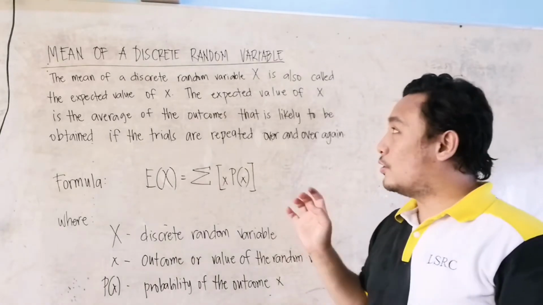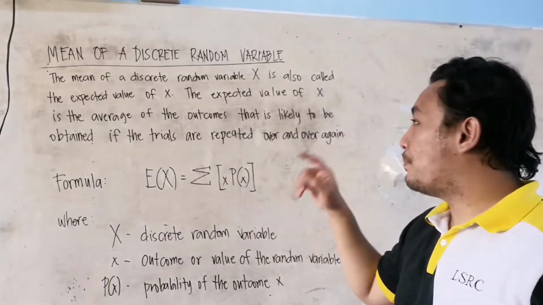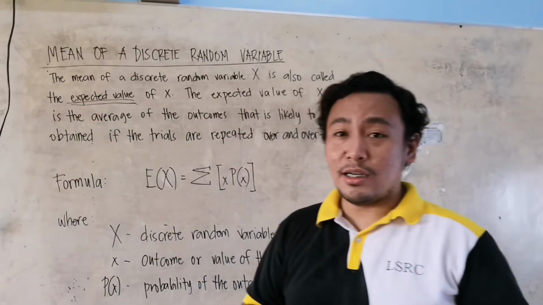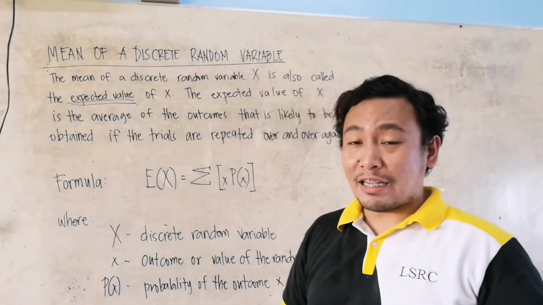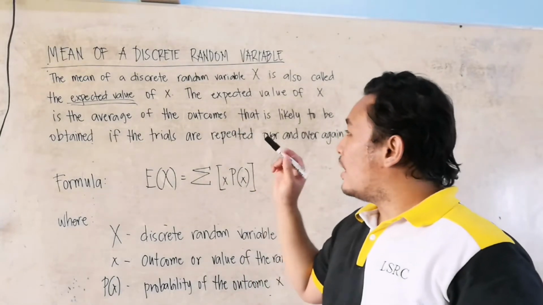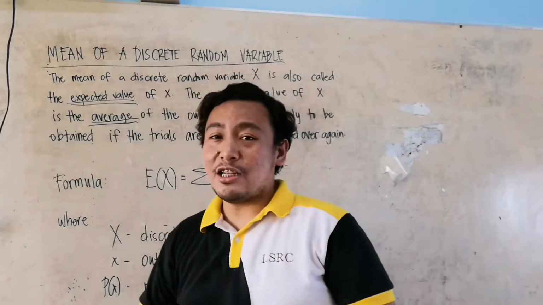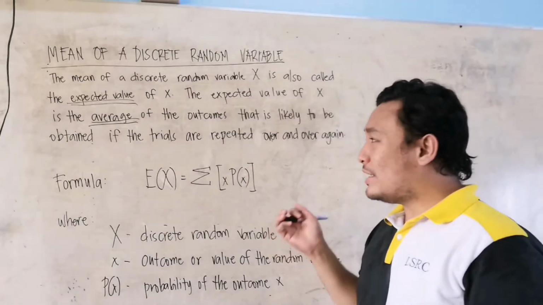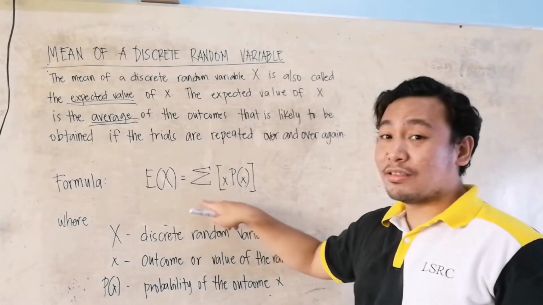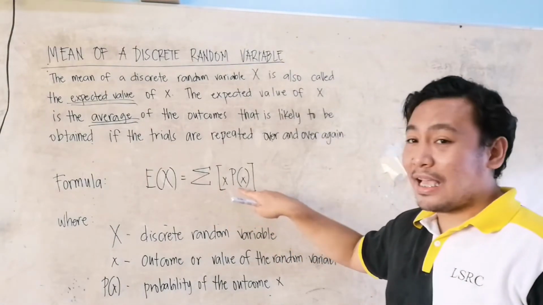So when we say the mean of a discrete random variable, this is also called the expected value. Tinatawag din natin siyang expected value. So once you are asked to solve for the expected value, that is the mean of a discrete random variable. Also, pag sinabi naman nating mean, this is the average. And we use this formula, E of x, malaking x, is equal to the summation of the product of x and p of x.